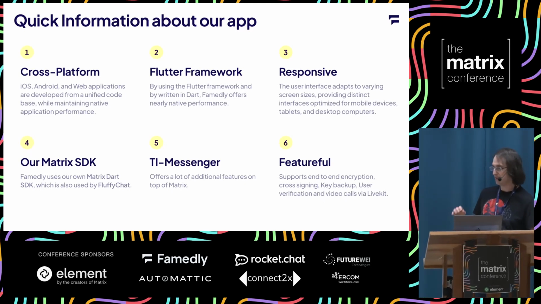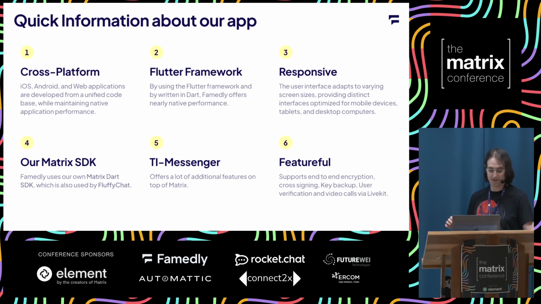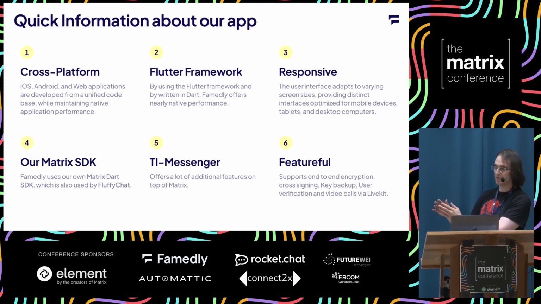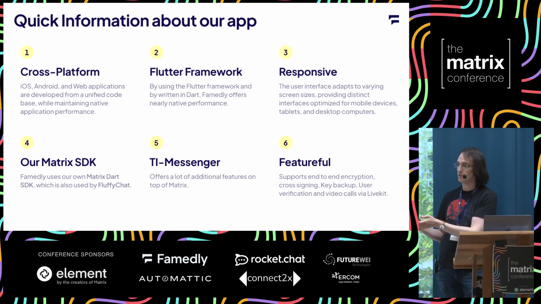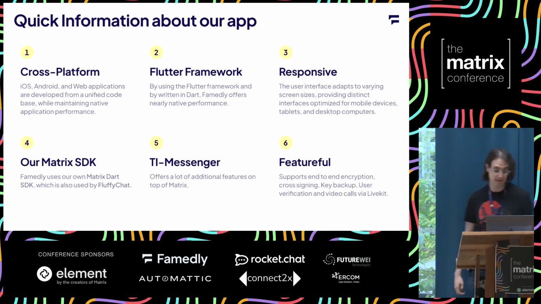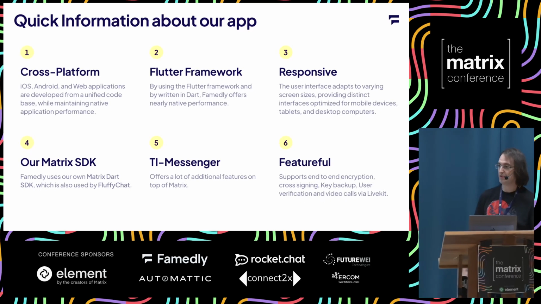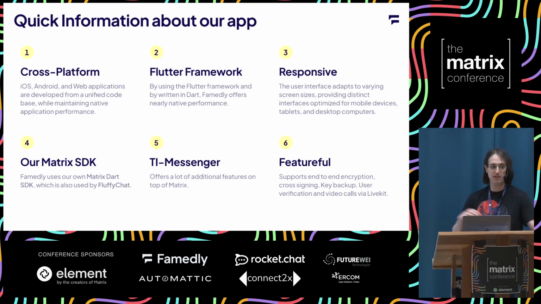Don't be worried, we are still using Vodozemac, of course, the Rust library. We have made the effort to build the Rust bindings for this very small set of functions, so we have the same encryption security. And the Matrix Dart SDK is also used by FluffyChat. So if you try out Famedly and FluffyChat, you will probably see that it behaves very similar.